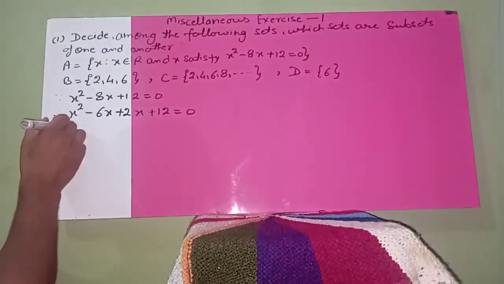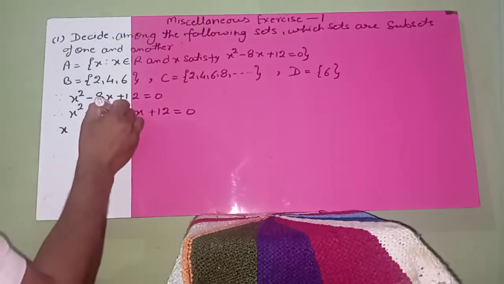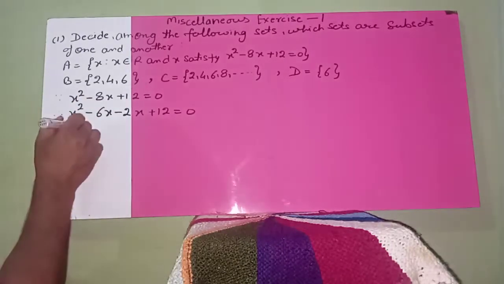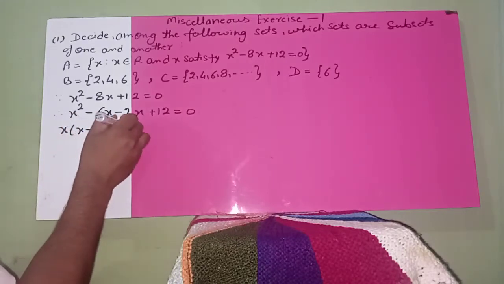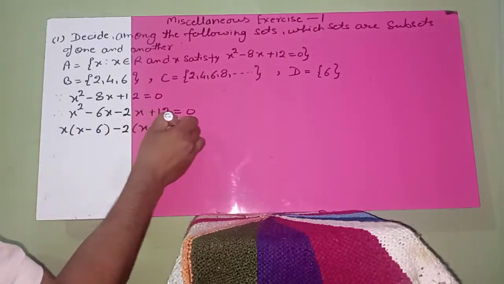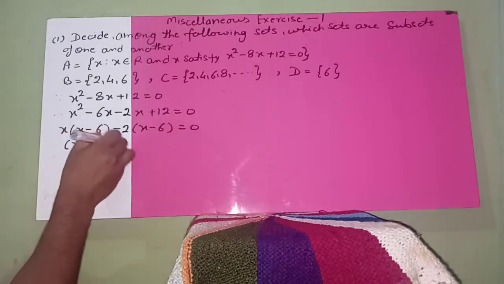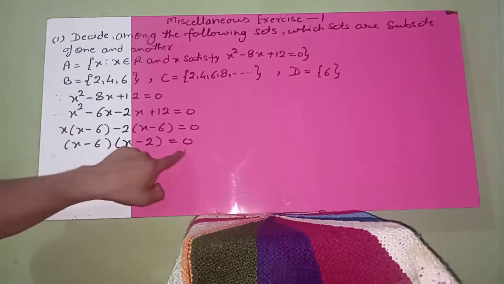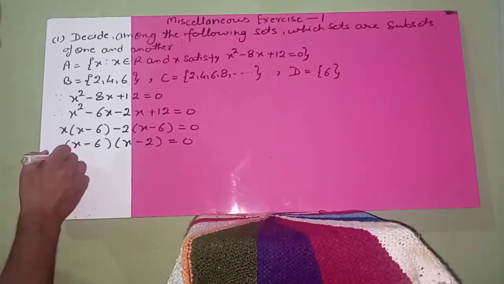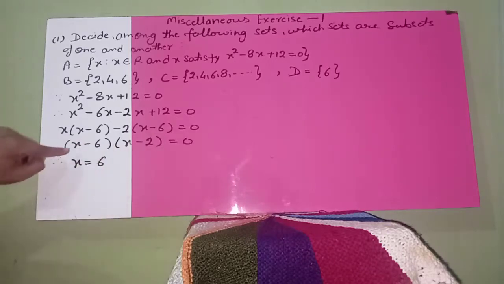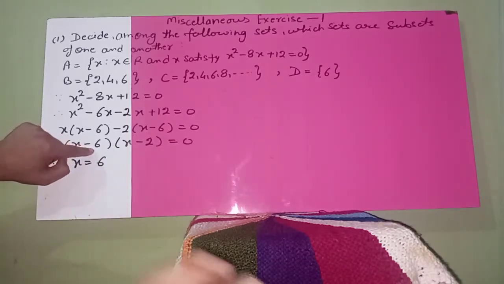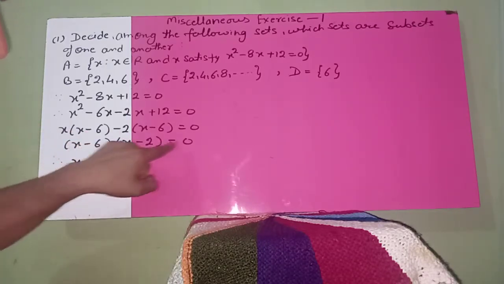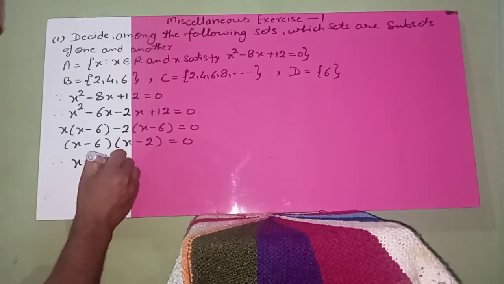Now factorize, take here it is not plus, here it is minus, because minus minus plus and the sign is minus. Okay, now take x common, x minus 6, take minus 2 common, x minus 6 equals 0. Now x minus 6 into x minus 2 equals 0. If x minus 6 equals 0, so x equals 6. If x minus 2 equals 0, so the value of x is 2.